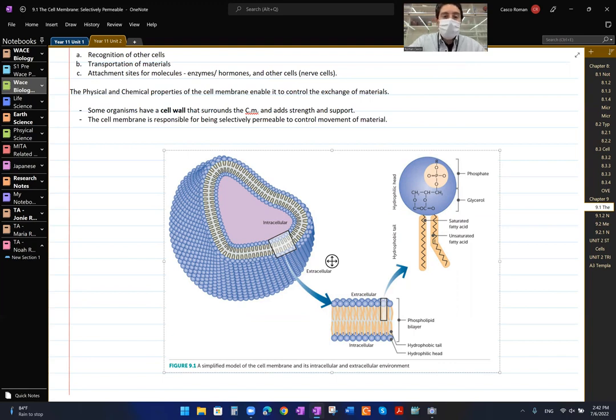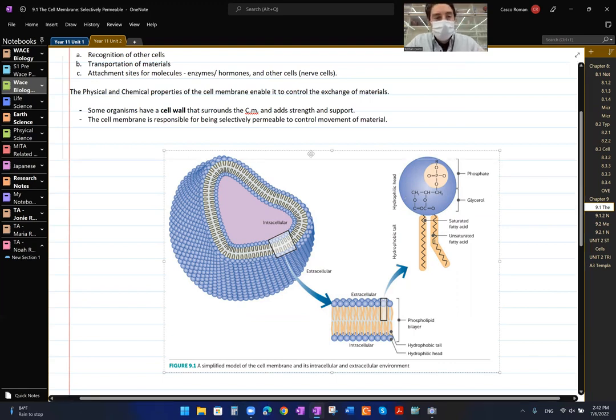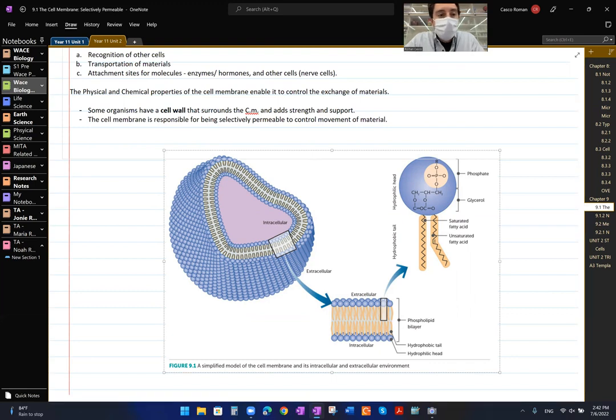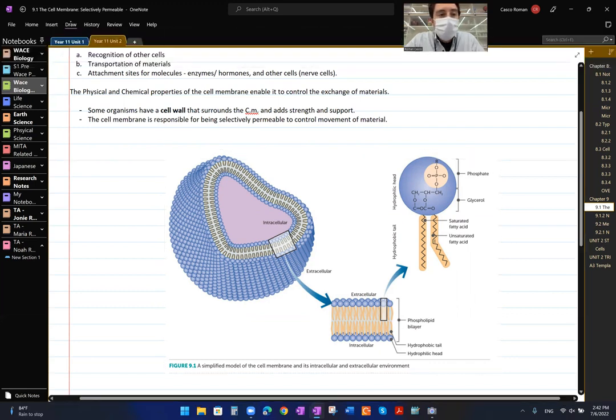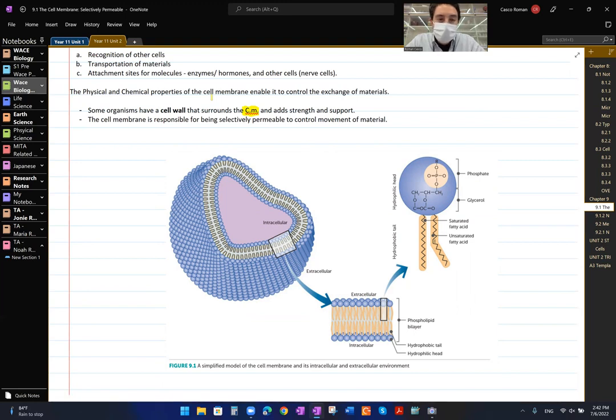Okay, I do want to mention, if you notice here, I put CM. I will be annotating cell membrane as CM just for simplicity's sake, for you guys to get that idea, right? Shorter vocabulary, but you guys should know already. CM means cell membrane, right? So the cell wall basically adds strength and support for the cell membrane and the cell overall, right?